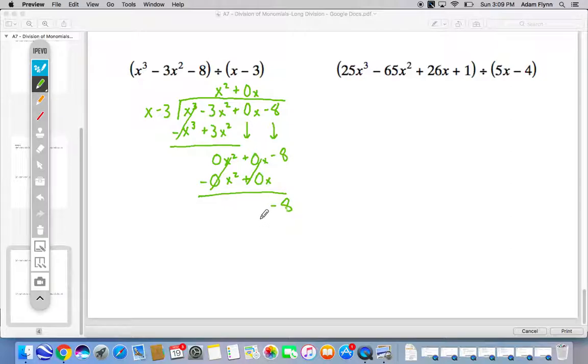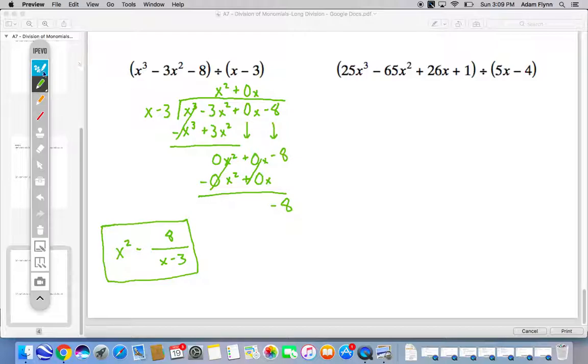So, I know how to write this. I have x squared. I don't need to write 0x, so I'll just go right to my negative 8. So minus 8. I was dividing by x minus 3. So that's my solution. Just make sure before you get going that all terms are accounted for in order. Okay, if they're not, just write in 0x and follow the same process.